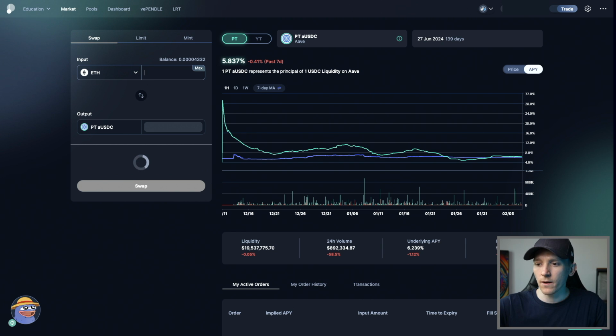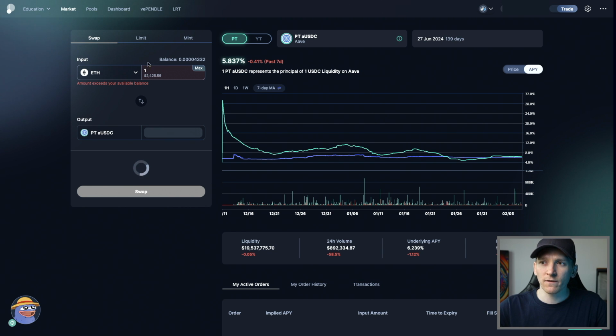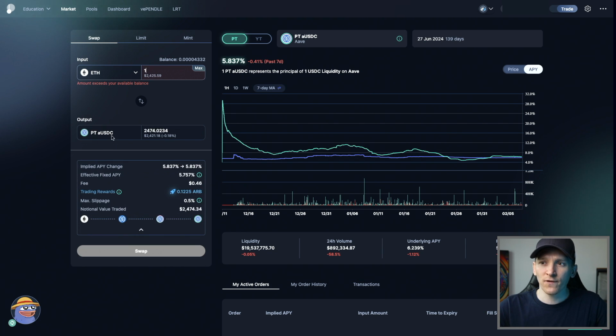So we can put any amount in. And what we're going to do is swap that value into a fixed income instrument right here that we know we're getting. The implied APY is 5.8%. You can see that here we have a fee and we have some slippage for the trade. So we can go ahead and press swap. So we're buying the fixed income instrument at this point.